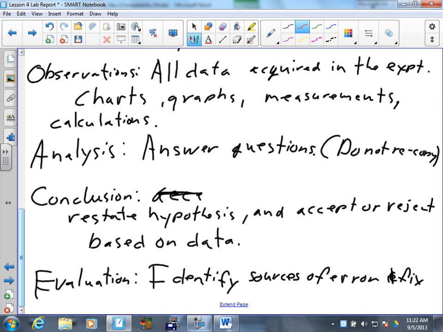If we're looking at the effects of caffeine on exam performance, sources of error beyond my control in that one could be your tolerance for caffeine.